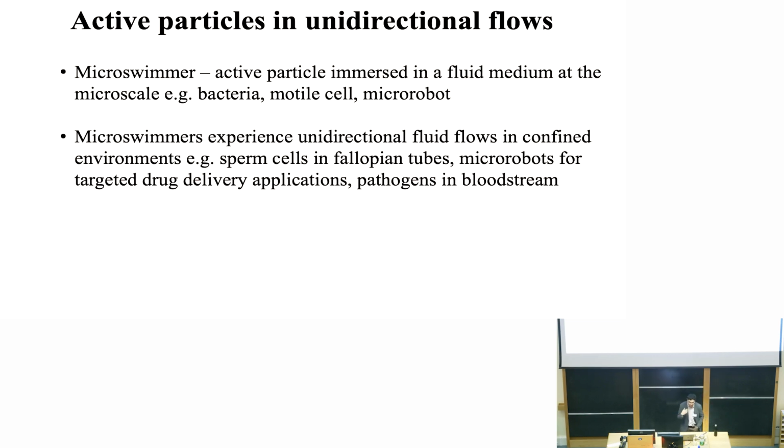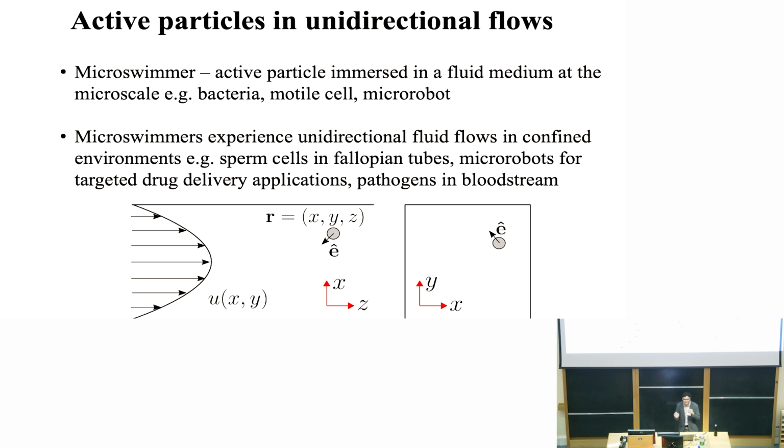Now, microswimmers in many situations experience fluid flows in confined environments. A microswimmer flowing in a confined environment with fluid flow along one direction is a common situation. For example, sperm cells moving in fallopian tubes, microrobots for targeted drug delivery, and even pathogens moving in blood vessels. So what we are going to do is look at a very simple model, as theoretical physicists, and try to see what sort of complexity in dynamics this gives rise to.